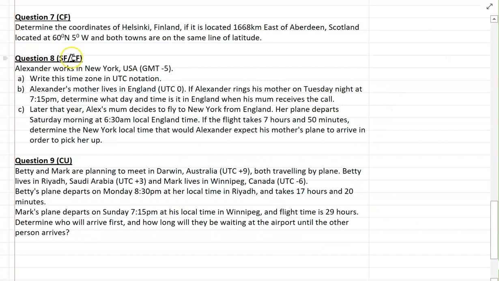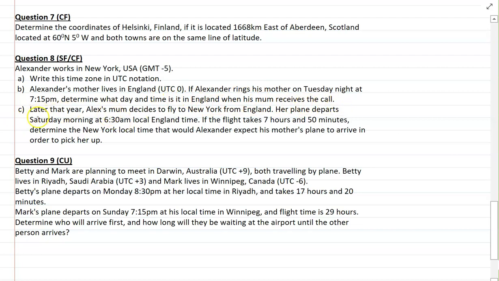Okay, question 8 has a simple familiar and complex familiar component to it. We have Alexander working in New York, which gives you a time zone, so GMT minus 5. You need to write this time zone in UTC notation. Part B tells us that Alexander's mother lives in England, UTC of 0. If Alexander rings his mother on Tuesday night at 7:15 p.m., determine what day and time it is in England when his mum receives the call.